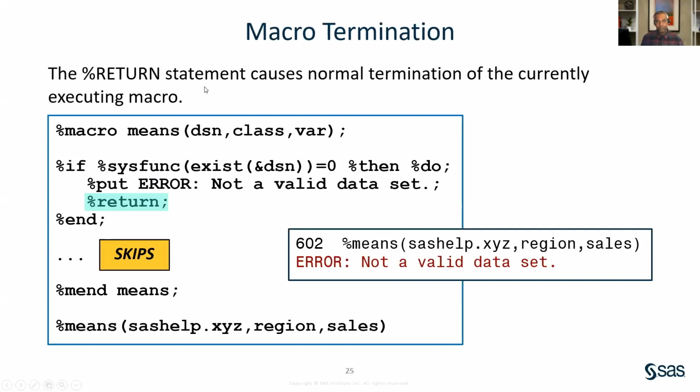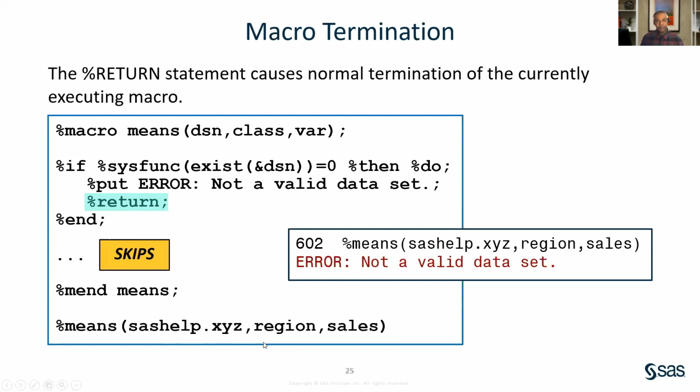Here's an example of the %return statement that will terminate macro execution. I have three parameters: a data set, a class, and a var. %if, and I use %sysfunc again to check for its existence. If it's equal to 0, which means it doesn't have a data set, we won't be able to set up a data set identifier with it. %put an error to the log, not a valid data set, and then %return. It skips these statements and ends the macro program. So for a table like XYZ, we will get a note saying not a valid data set.